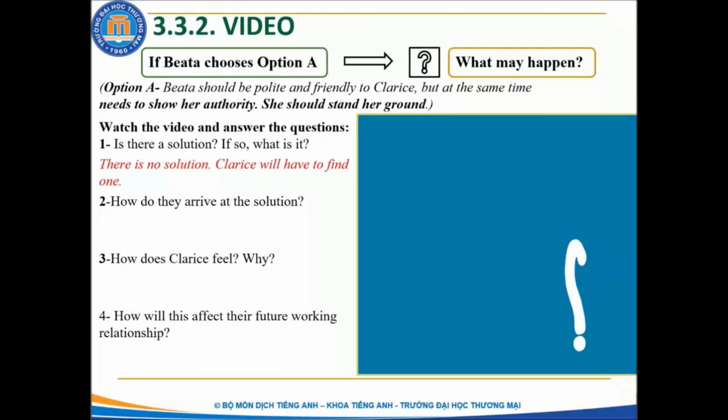And for number 2, how do they arrive at the solution? The answer is Beata simply tells Clarice that she has to find the solution.